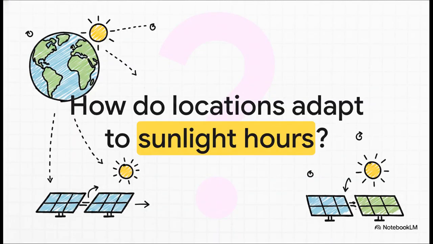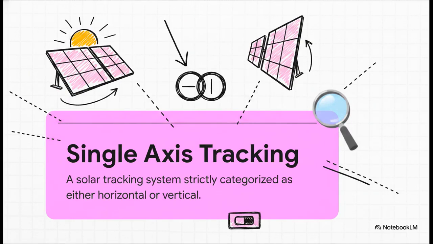So, you gotta ask yourself, how do solar installations actually adapt to totally different sunlight hours? Think about it. An installation sitting right on the equator obviously has a very different relationship with the sun compared to one, say, up near the poles. Well, it turns out the exact amount of sun a specific location gets fundamentally drives the tracking technology that engineers ultimately choose to install.